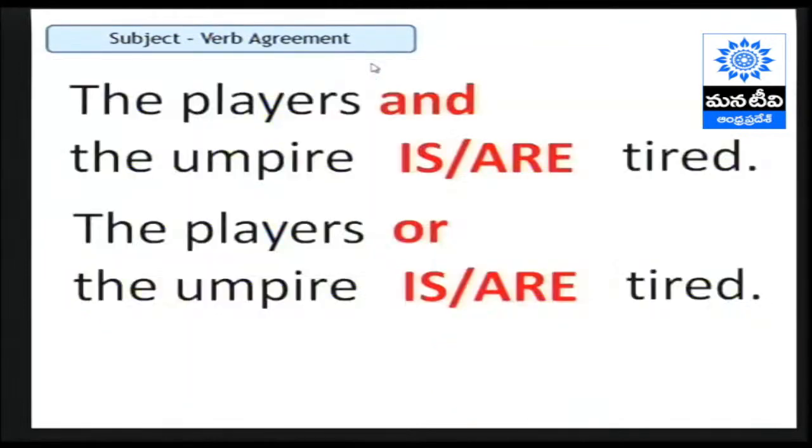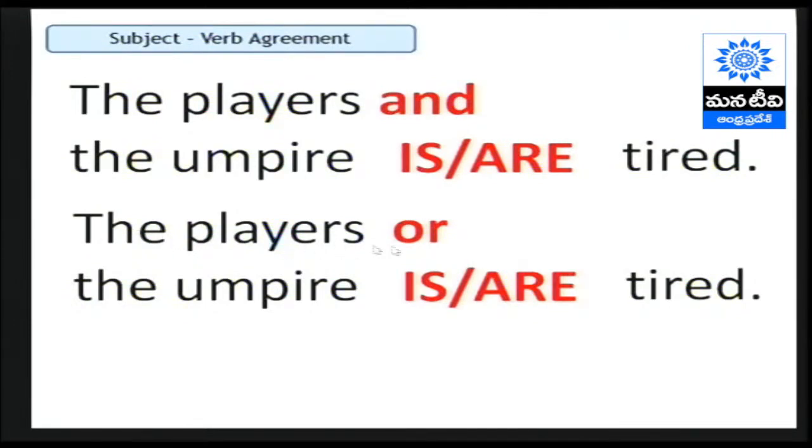Okay. So when you have a situation like this where you are bound to get confused: the players and umpire is tired or are tired? It should be are tired. That's because when I'm using and, I'm combining these two. Even if it's player and umpire, I'm combining. But in the second case, this is where you will get confused.